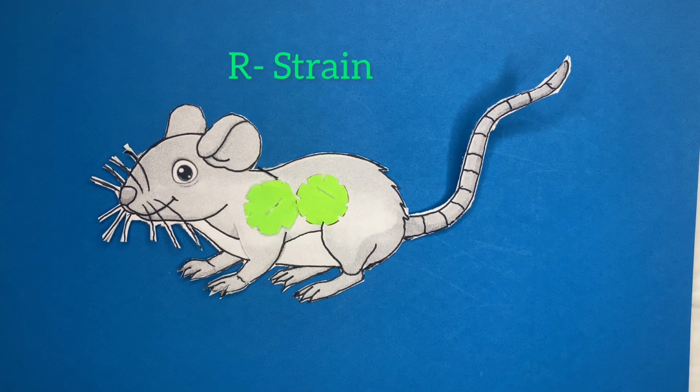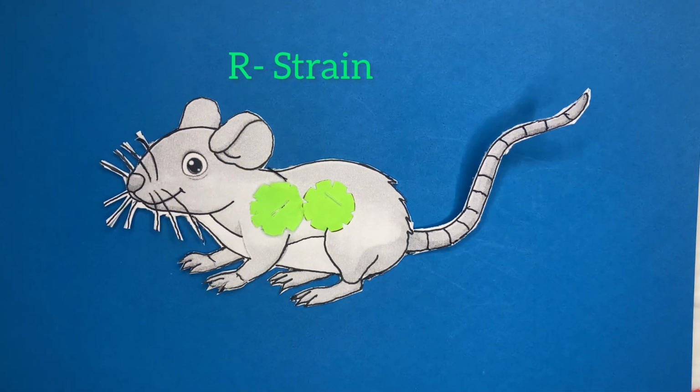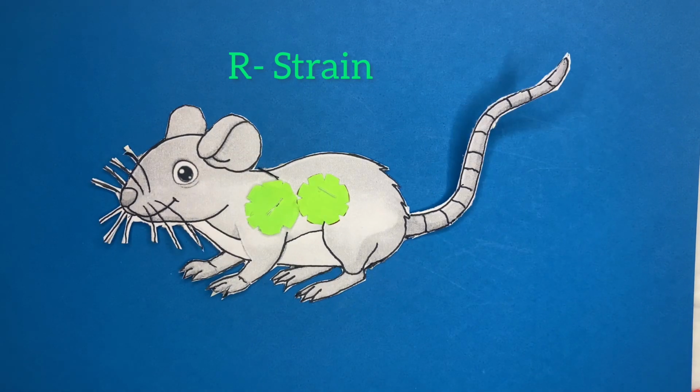In the second step of the experiment, he injected the R strain into mice. R strain is non-virulent and doesn't cause pneumonia in mice when infected. The mice stayed alive.